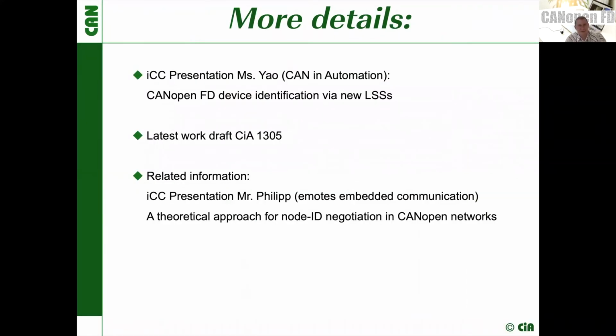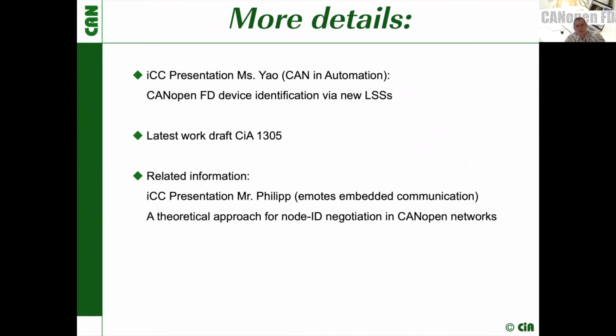More details on this you can find in the presentation from Ms. Yao from Canon Automation, CANopen FD device identification via new or updated LSS services, which she presented there. You can analyze the latest working draft, CiA 1305. This is, I think, almost finalized and will be released soon.